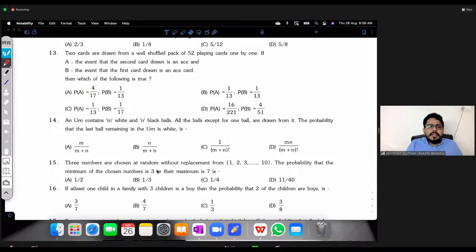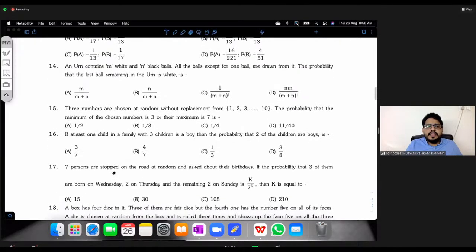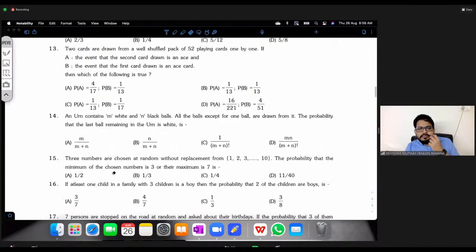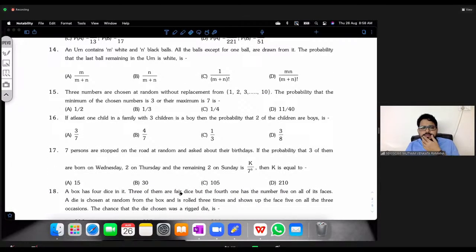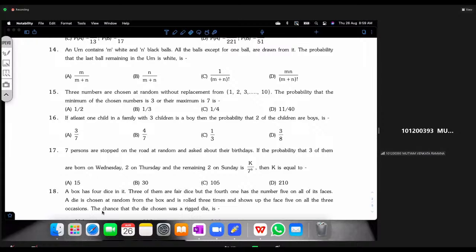Yes, now maybe you look at 14, 15, 16. Then I think we went up to the addition theorem. No, we need to go for the other things also. Conditional probability also we need to go.